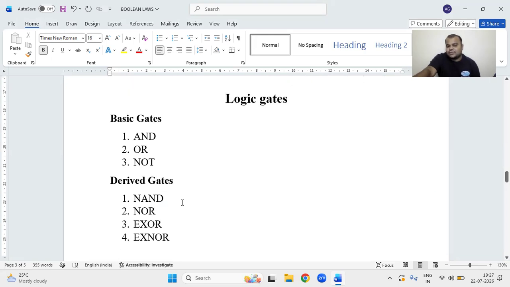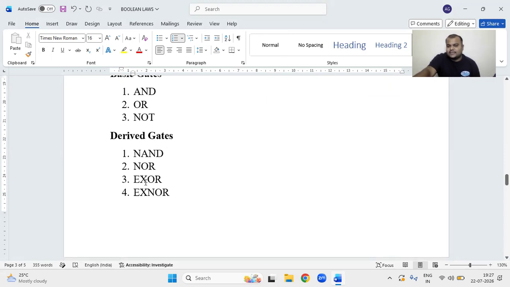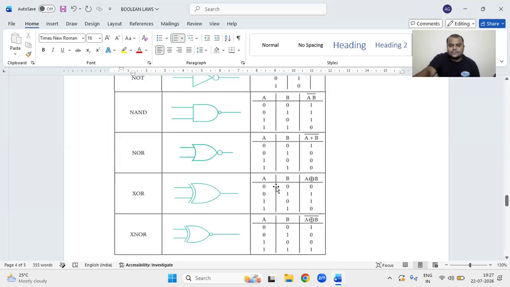And how can we achieve the NAND gate? AND gate followed by the NOT gate. How can we achieve the NOR gate? OR gate followed by the NOT gate. And XOR, there is a formula, and XNOR. Okay, I'm going to explain one by one by using this one.